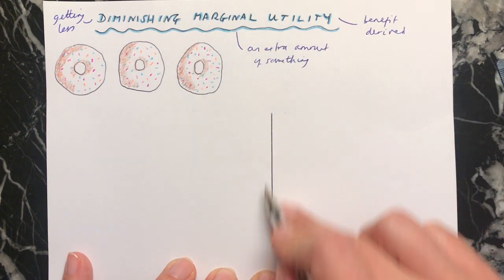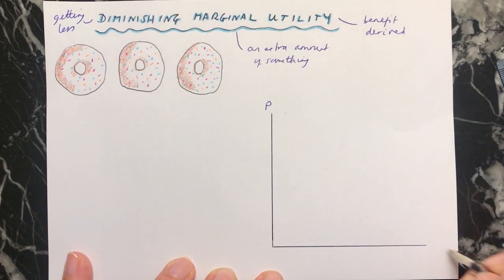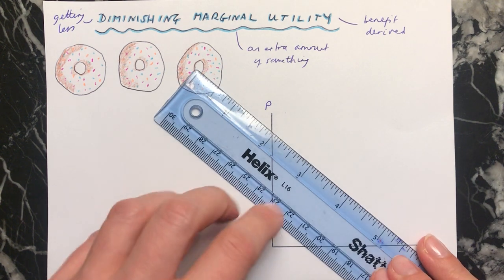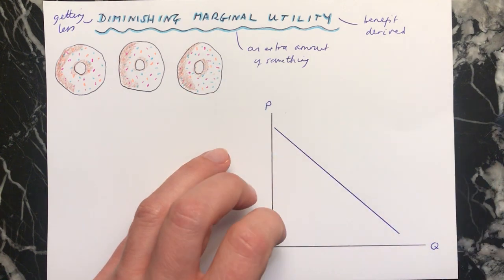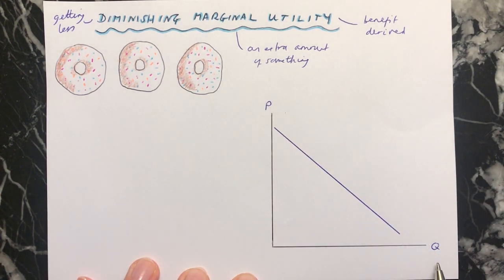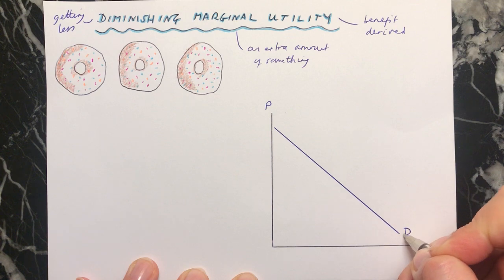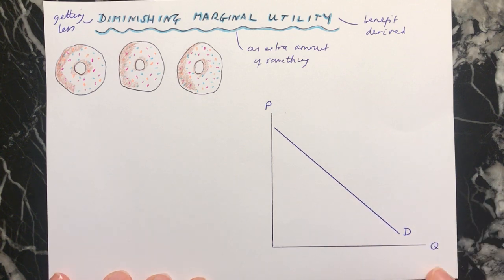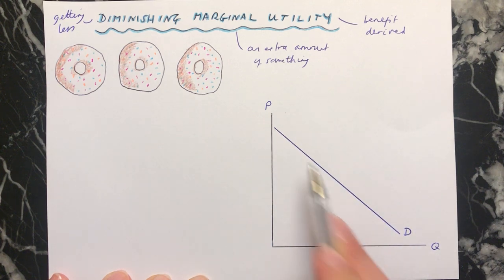Remember, when you're drawing diagrams, first you must label the axes. This one is price, we can just put a P, and this one is quantity, a Q. And we've established already that a demand curve will be downward sloping because there's a negative correlation between the price and the quantity demanded. That as the price comes down, the quantity demanded will be greater. And we need to label this with a D down here at the bottom for demand. And diminishing marginal utility helps explain another reason why this demand curve is downward sloping.